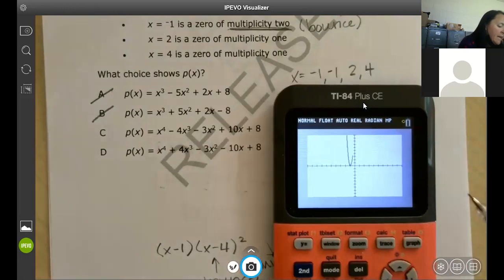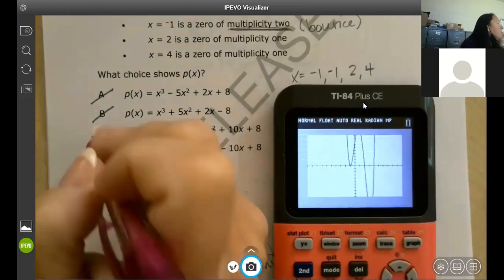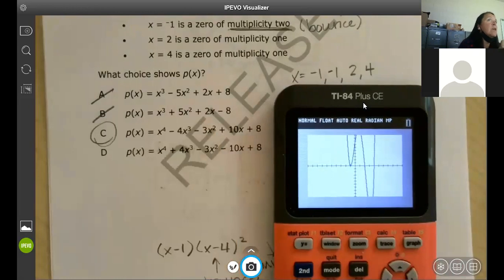So there's your bounce at -1. It cut through 2 and it cut through 4. Did I see it? That's it. That's your answer. I'm going to show you the one that's not true so that you guys can see it as well.